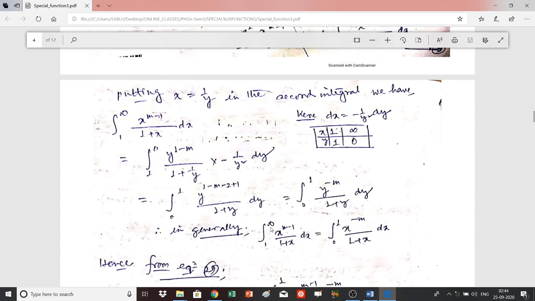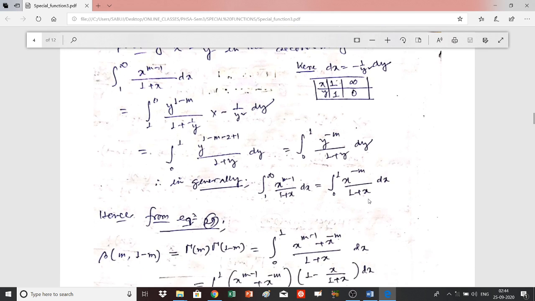After simplification, due to this negative sign, this limit will change to 0 to 1, then y to the power 1 minus m from here, and from here it will be plus 1, and from here minus 2, and then 1 plus y, because you can compute this as y plus 1 by y, which comes to here plus 1, and dy. That is equal to 0 to 1, and from here y to the power minus m by 1 plus y dy.